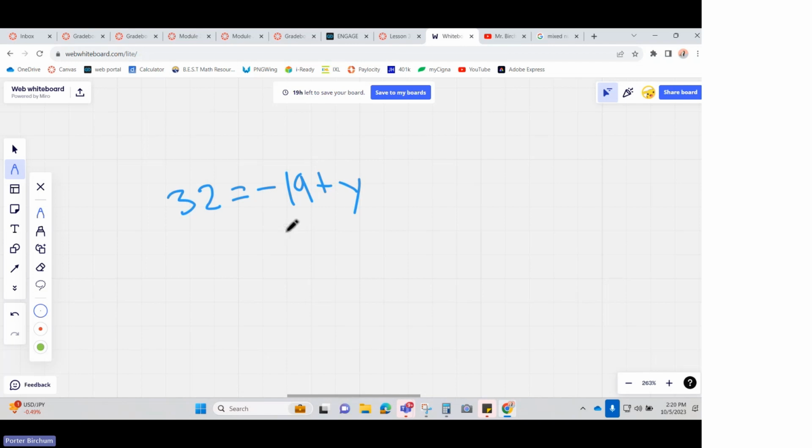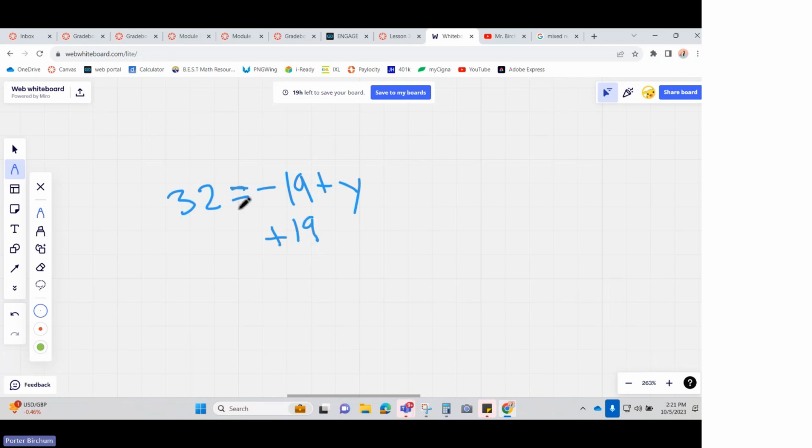All right, so it doesn't look like there's an operation sign in front of 19. There's not really a plus, a minus, a times, or a divide, but there is a negative. What's the opposite of negative? What's the inverse of a negative? It's a positive. Positive is kind of like plus. How could I get -19 to be 0? I would add +19 to it.